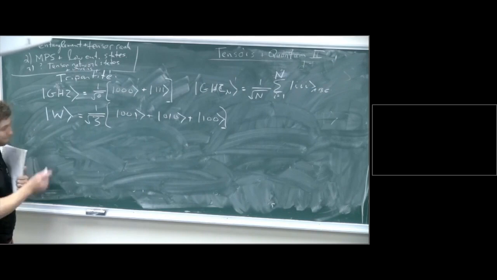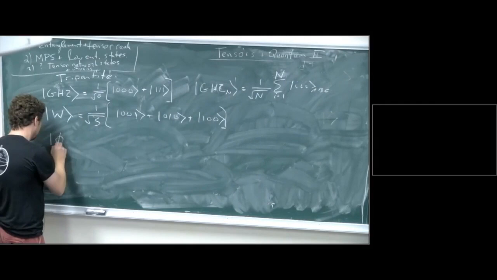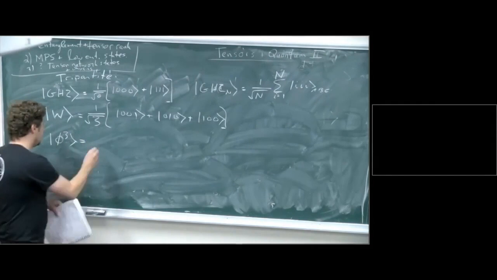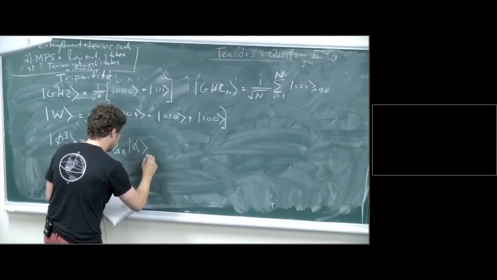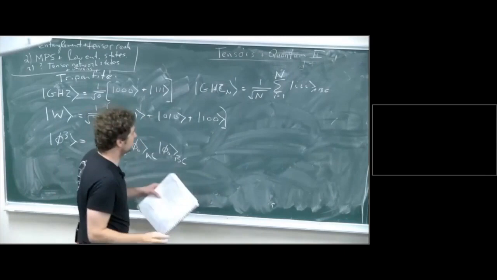Okay. Now, speaking of multiplication tensors, we'll call it phi 3. It's just phi naught AB, phi naught AC, phi naught BC. So let me draw some pictures of these things too.